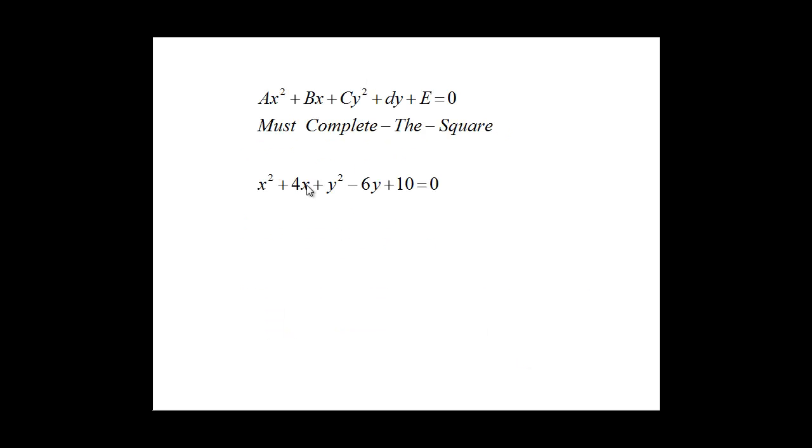Okay, now if we have an equation, ax squared plus bx plus c, y squared plus dy plus e equals 0, we're going to have to complete the square to make it into graphing form, so you can find the center and radius.